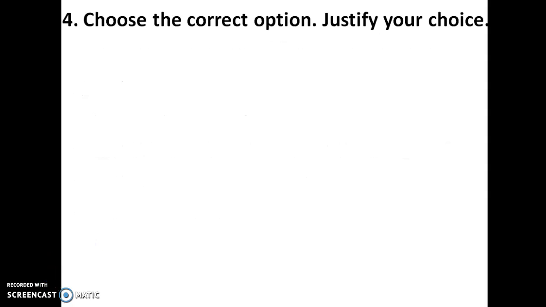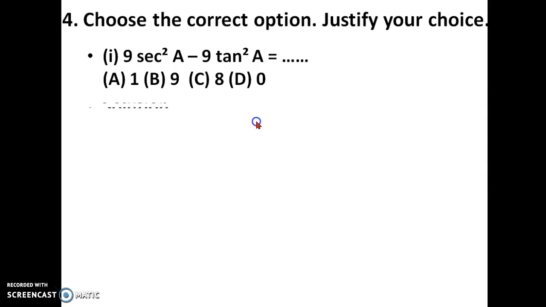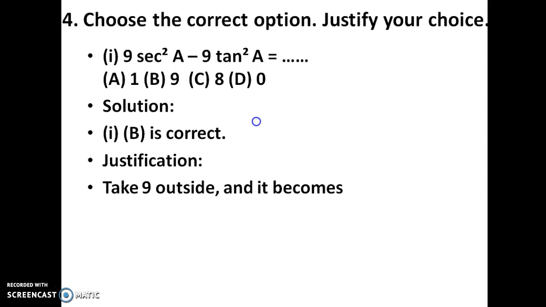Choose the correct option. Justify your choice. The first subdivision is 9 secant square A minus 9 tan square A equal to what, we have to find out. 4 options are given. So let's solve. Option B is correct, and let's see the justification.